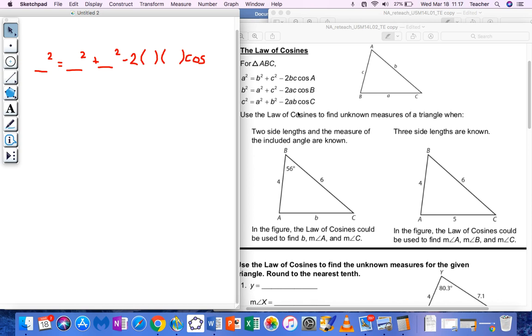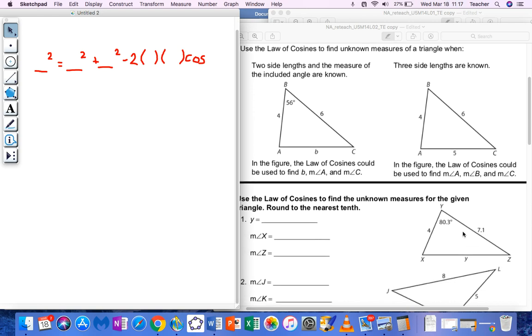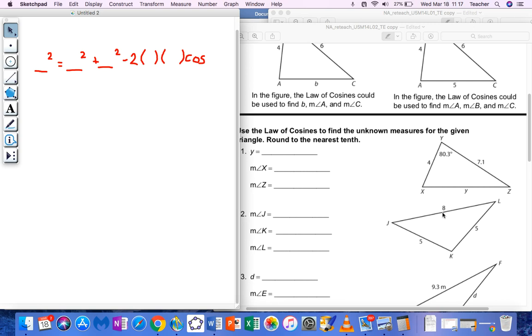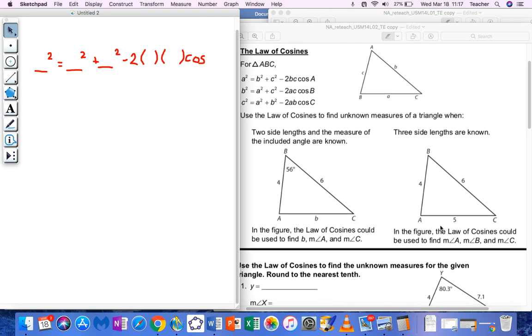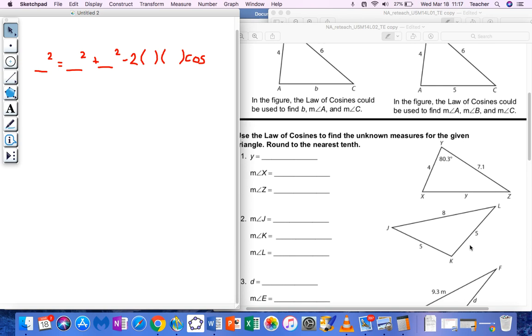We did one similar to this one. Actually, we did this one where it gave us two sides with an included angle. Now we're going to do this one where it gives us three sides. This is a situation where we have to use law of cosines. We can't use law of sines. For law of sines, we would need an angle.